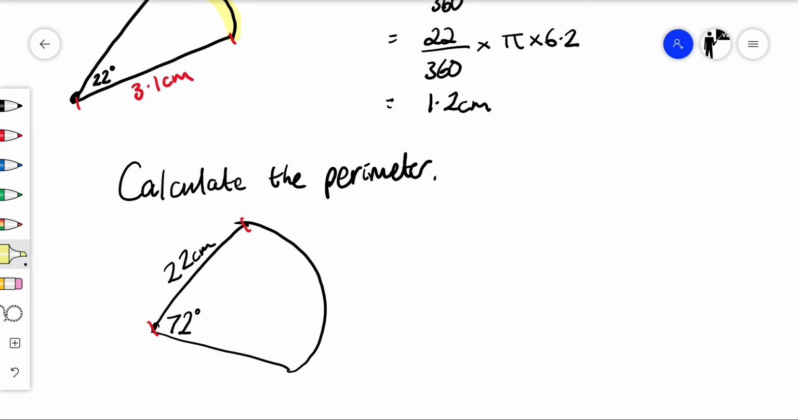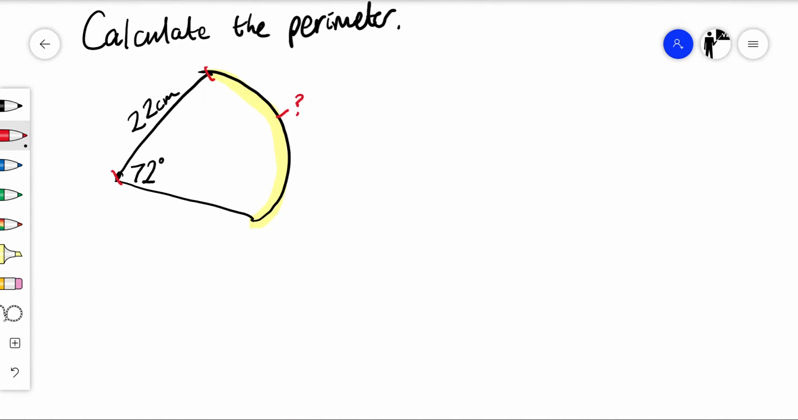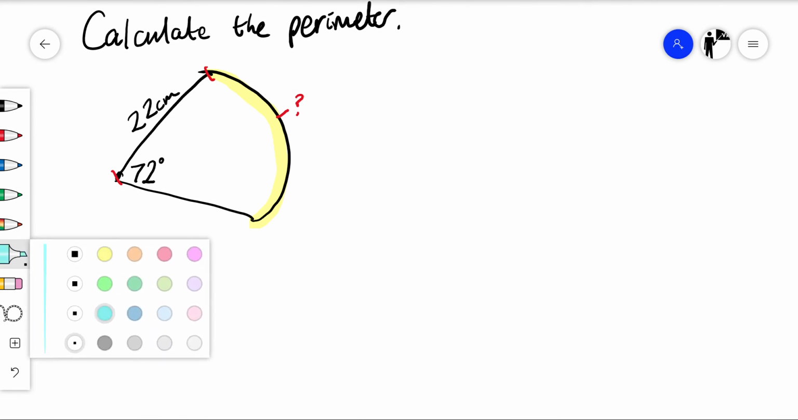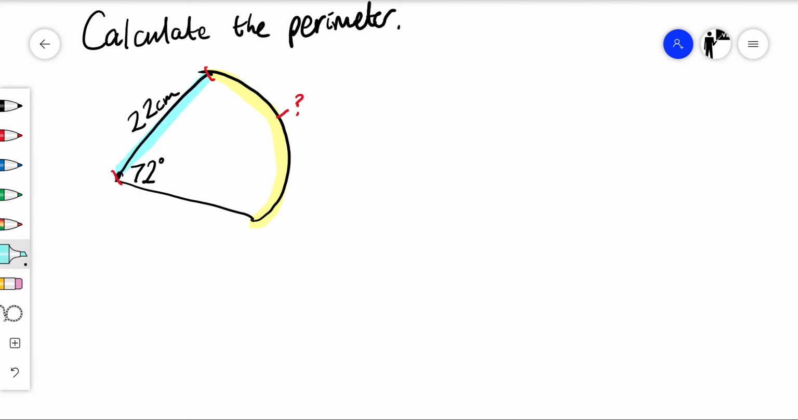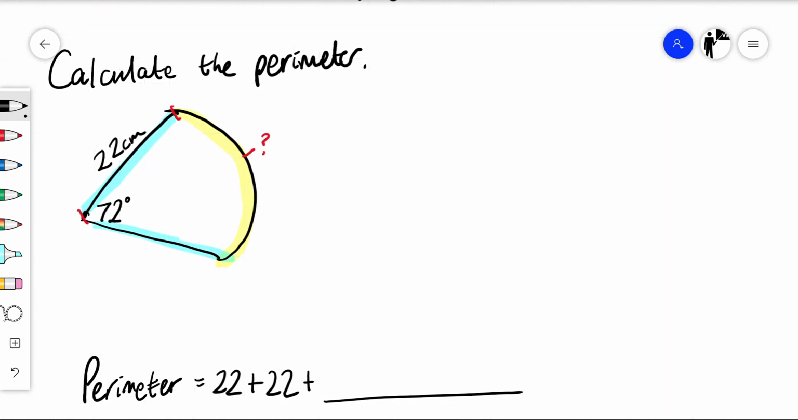So the perimeter of a shape is the distance around the outside. Okay, so what we need to do is work out this arc length. But the perimeter is the distance around the full shape, so we would then need to add our 22 here. And this length is also 22 because it's the radius. So I'm going to write perimeter. Perimeter equals 22 plus 22 plus blank. We need to work out the blank, being the arc length.